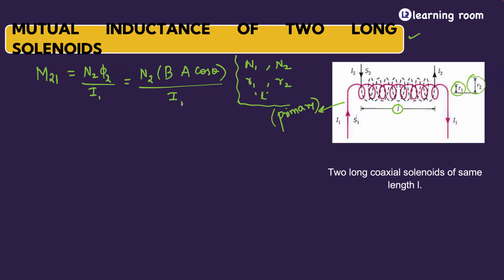Now tell me, the magnetic field is produced due to which solenoid? Is it because of the first or the second solenoid in this case? So if you look at the current, you will be able to see. Current is flowing through the first coil. So magnetic field will be generated due to the first coil. Am I clear with this? So magnetic field is generated due to the first coil.